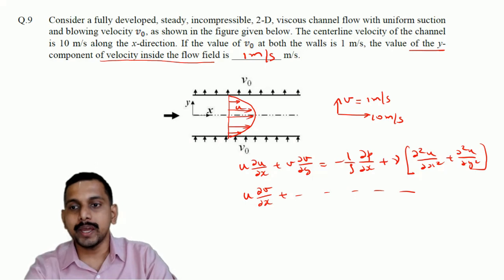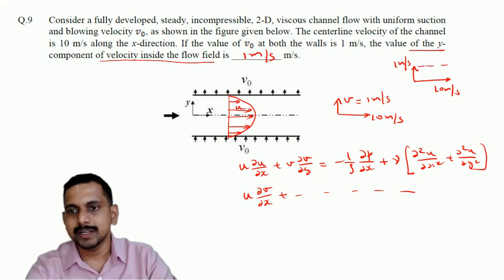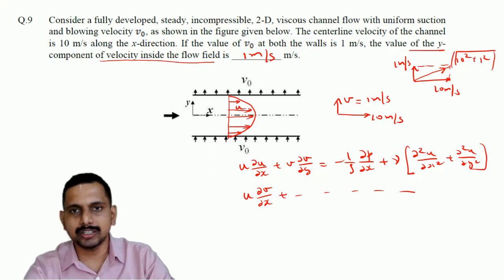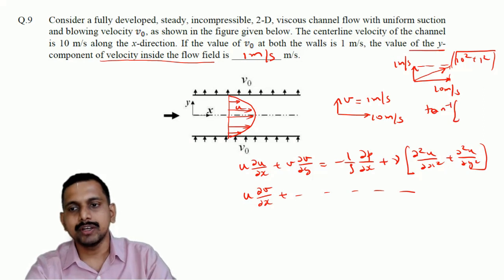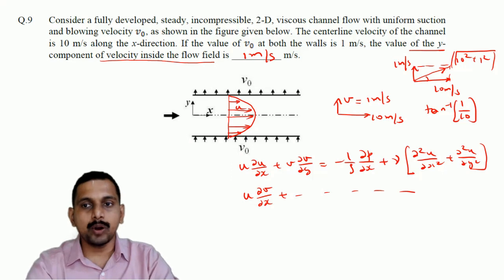But yes, when the u component, which is 10 meters per second, is coming with the v velocity of 1 meter per second, then the direction will obviously change. The magnitude will be the square root of 10 square plus 1 square, and the corresponding angle we can find using tan inverse of 1 by 10. But what they are asking is the y component of the velocity, which is the same 1 meter per second.